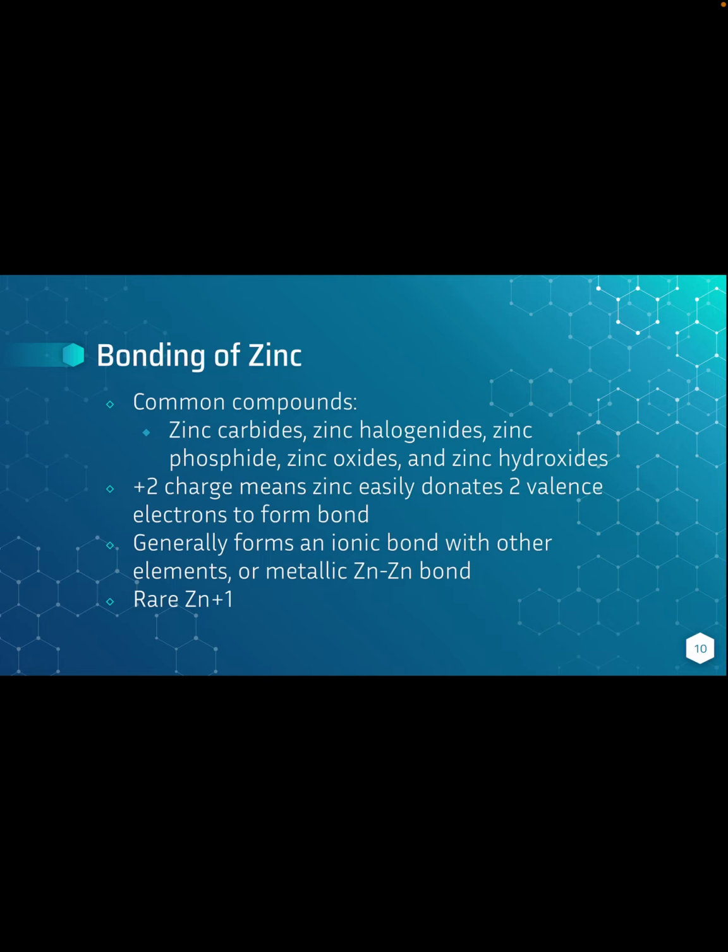For bonding of zinc, we have a few common compounds. We have zinc carbides, zinc halogenides, zinc phosphide, zinc oxides, which I'm going to go into a lot more detail about, and also zinc hydroxides. That +2 charge is just telling us that zinc can easily donate 2 valence electrons, and that's how it's going to form a lot of those bonds. Generally, because zinc is a metal, it's going to form ionic bonds with other elements, or if we're talking about zinc to zinc bonding, that's just a metallic bond where those valence electrons are kind of just floating around in a sea of electrons. Very, very rarely you will see the +1 oxidation state, but that's really not common at all.